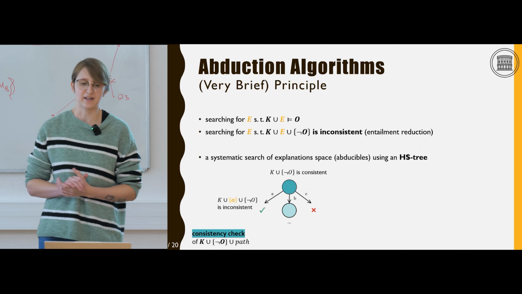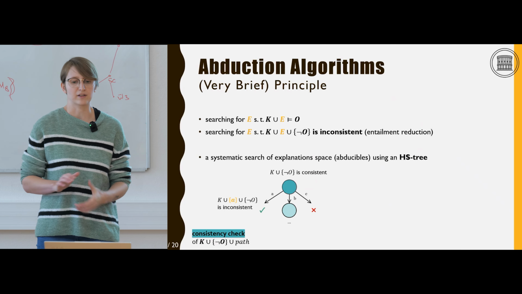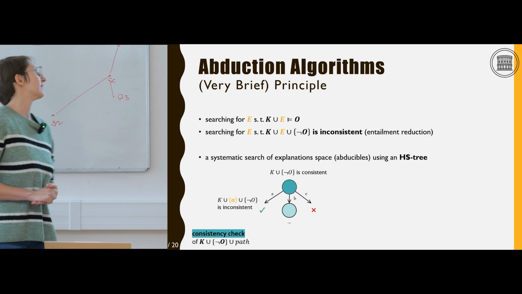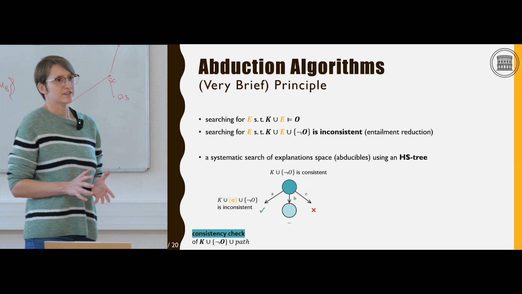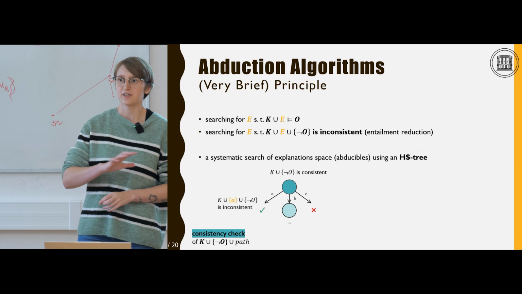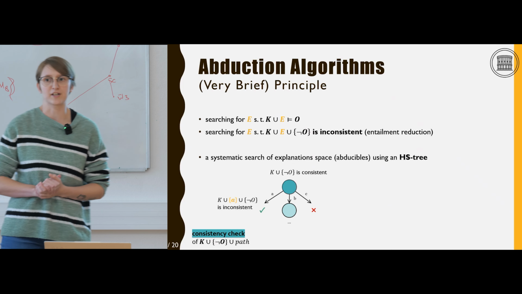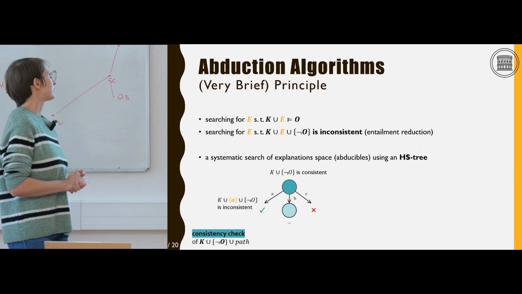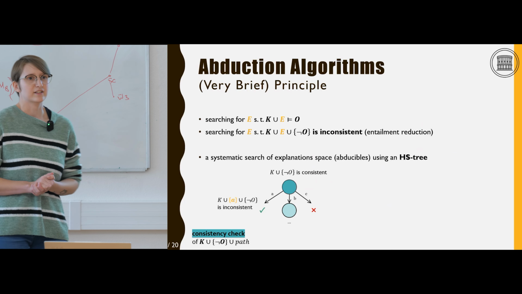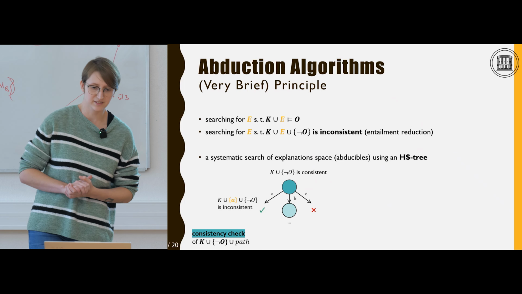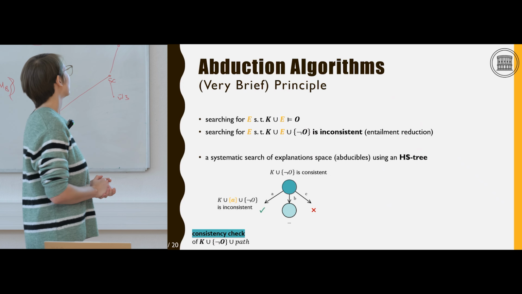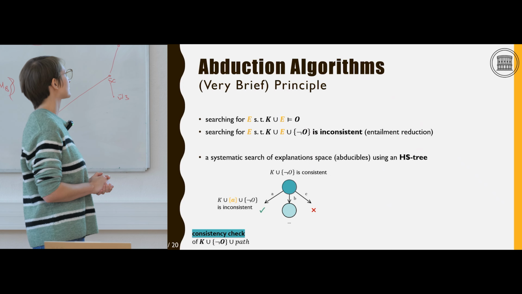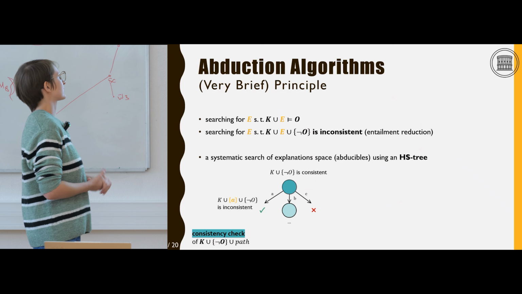And with this idea, each of the algorithms uses HS-tree, which is some kind of structure that systematically searches through the space of all explanations, which in our case is basically the abducibles, this space. And they try to search for the explanation based on that reduction idea.